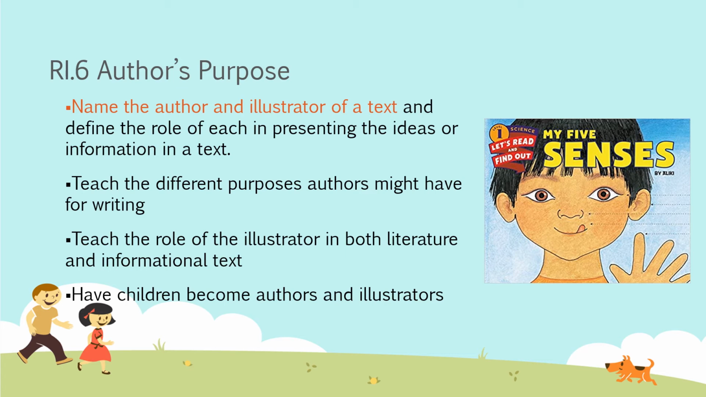And then maybe you can write a book about your five senses and think about what you would have to put in your book. And then we can teach the role of the illustrator. It's a little bit different in literature and informational text. Again, you could do this by looking at the book. What do you think Aliki wanted to show you with this picture? Why did he put this picture in? What do you think this picture does? So you're teaching them about lots of different books and how the author and the illustrator work, not just about one book.